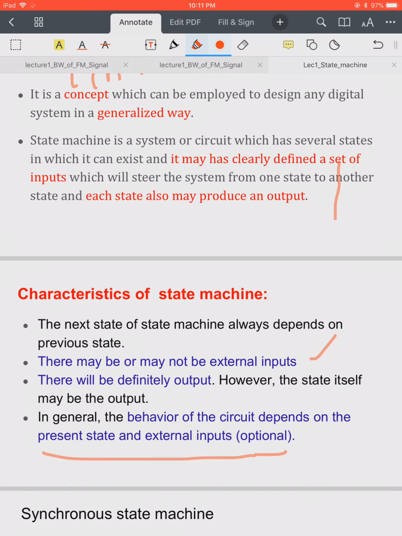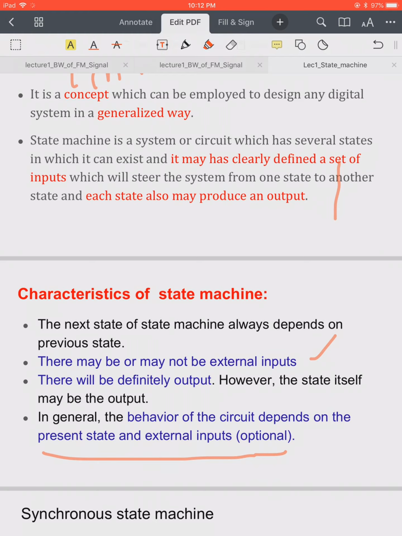In the last slide I said that the state machine may have output or may not have output. What I mean is that the state machine might not have some externally defined output, but maybe its state itself may be interpreted as output. We will discuss this special scenario when there is no external output but the state itself is treated as output.